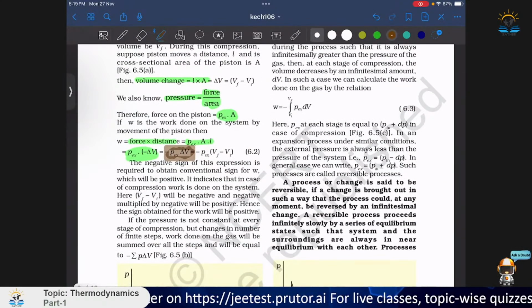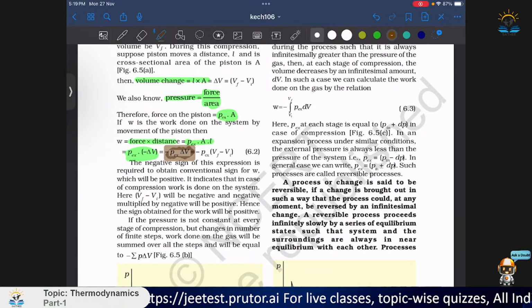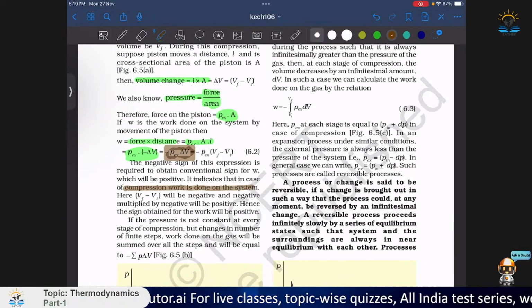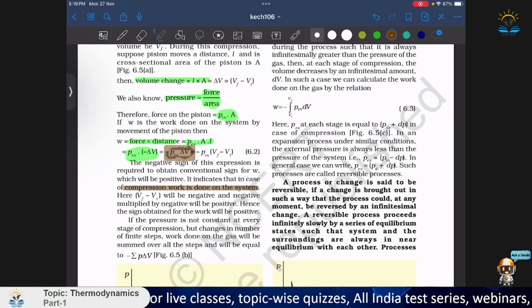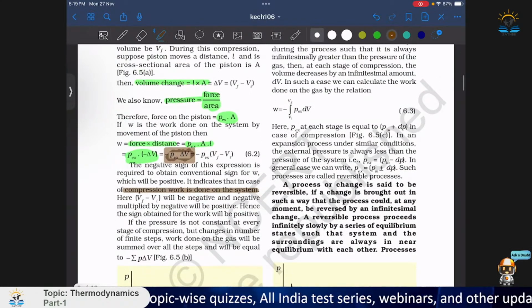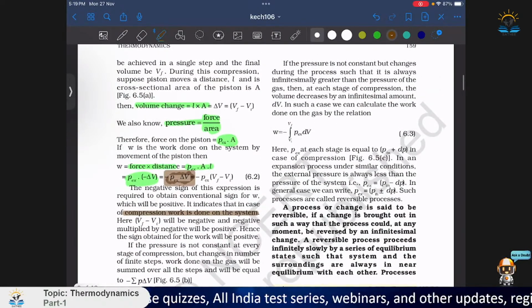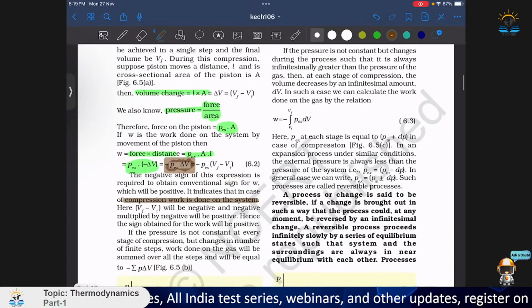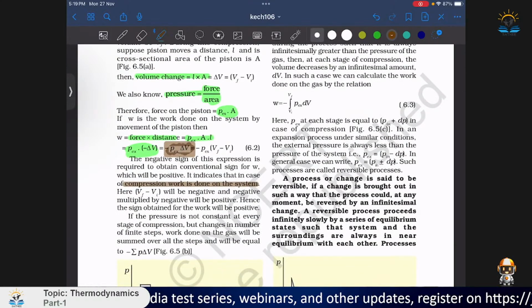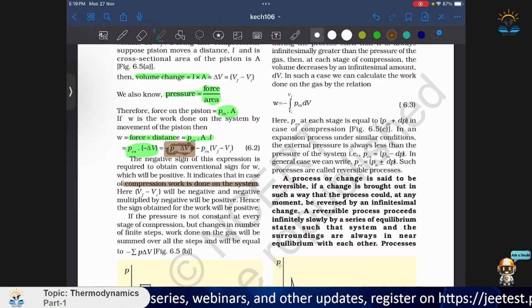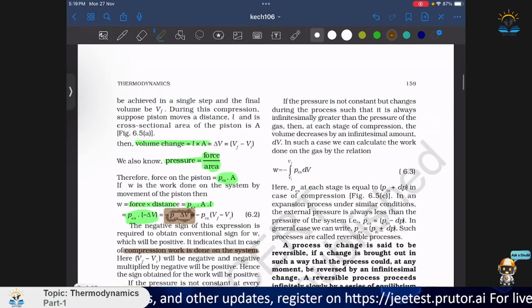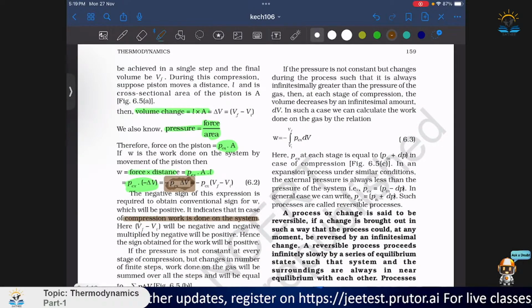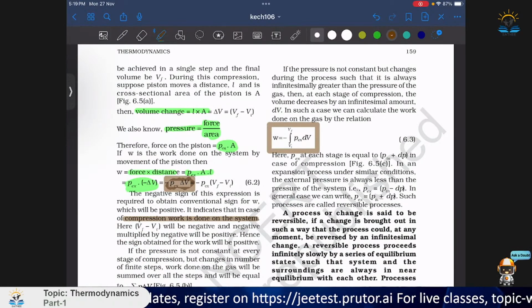So what does the negative sign show? It indicates that compression work is done on the system. It will be negative when the system is doing work, because we have to add a negative sign. If compression is happening, then work is positive. If expansion of the system is happening, work is negative, because the system itself is doing work, so it will lose some energy.